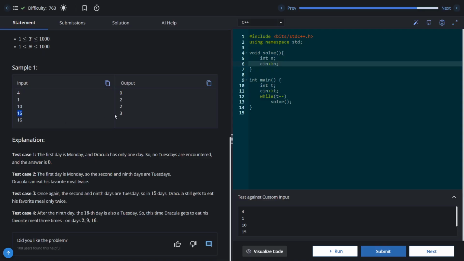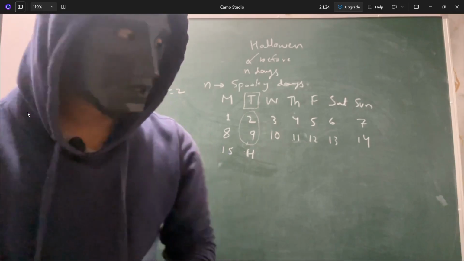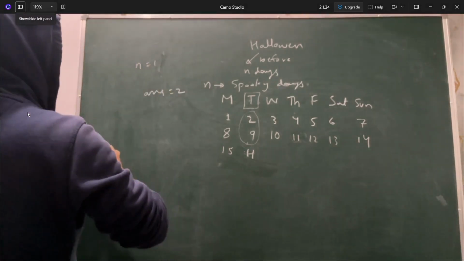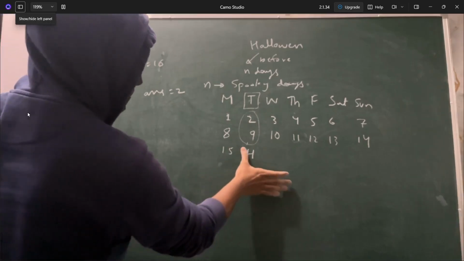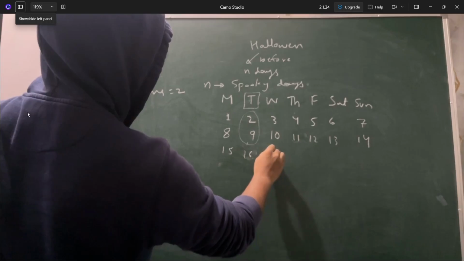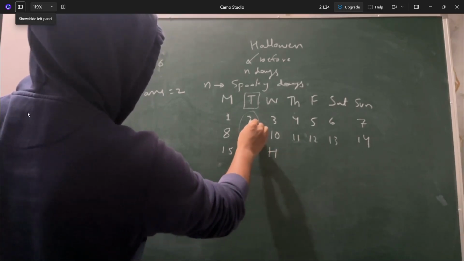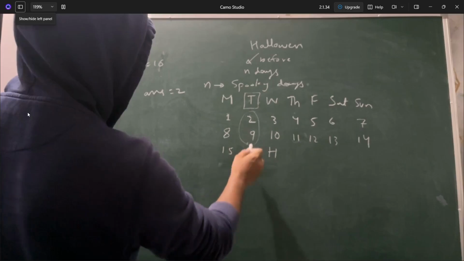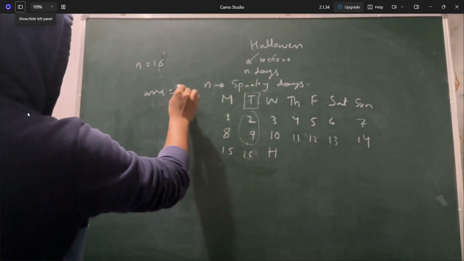Here the answer again will be 2. Let's try n equal to 16. When n is 16, the 16th day you will come to Tuesday, and Wednesday will be Halloween day. Let me denote it as such. So how many times have you visited the restaurant on Tuesday? 3 times. So now here your answer will be 3.